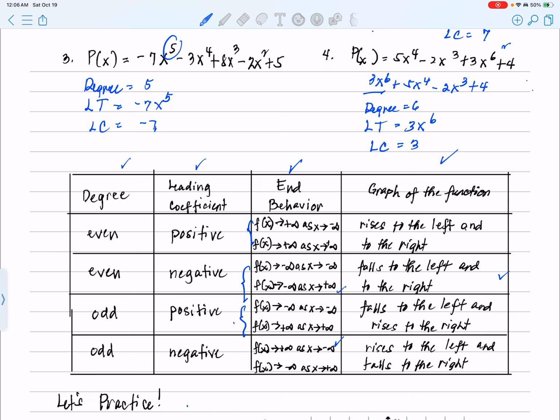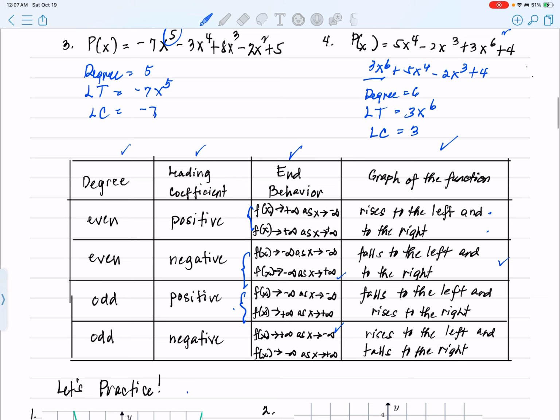Okay, let's start with when the degree is even. When the degree is even and positive, the end behavior is that the function approaches positive infinity as x approaches negative infinity, and the function approaches positive infinity as x approaches positive infinity. It rises to the left and to the right. Both of them rise up.